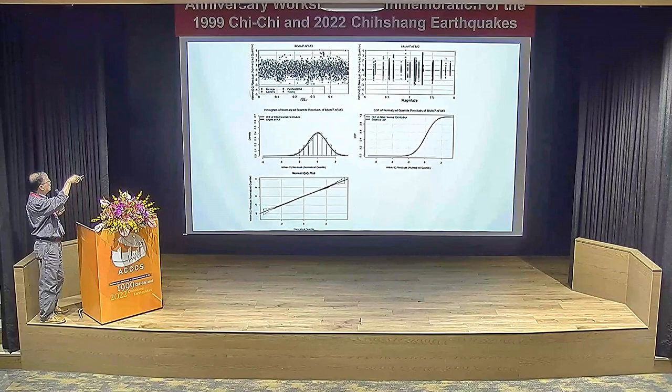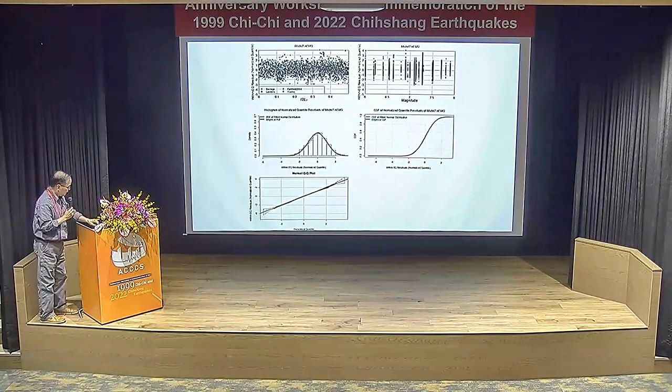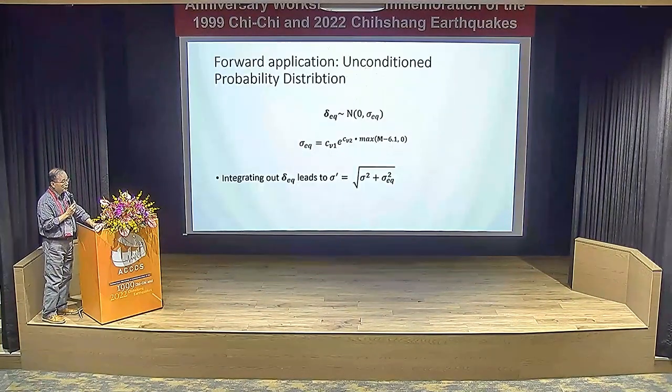This shows the within-earthquake residuals plotted versus position and versus magnitude. This is showing the histogram of the residuals, this is the CDF, and this is the QQ plot. In each of these plots, we're also plotting the fitted normal distribution. We can see that it's a pretty good fit to the data.